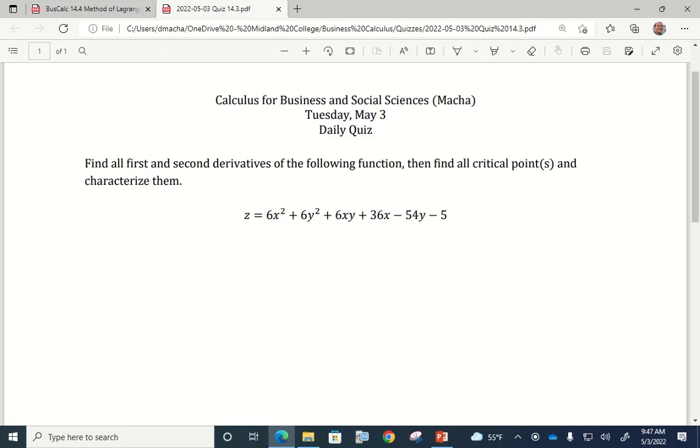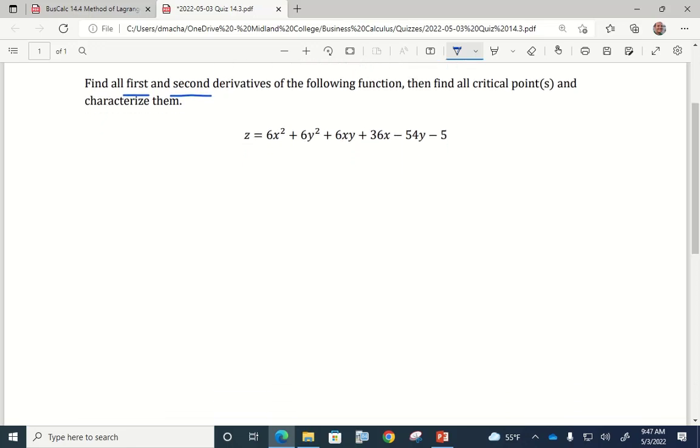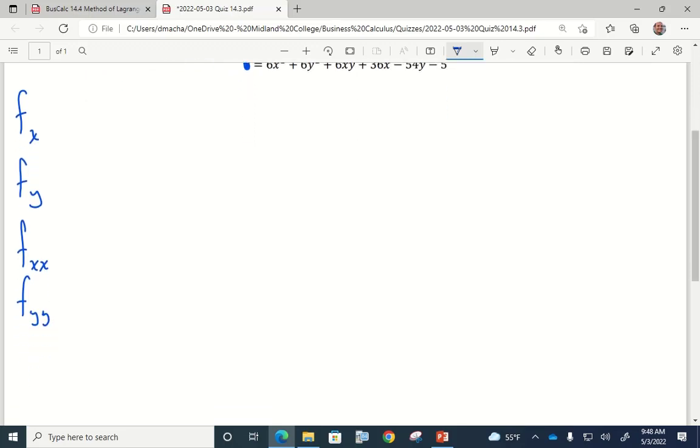So let's find all first and second derivatives of this function. Then we're going to find critical points and characterize them. Just because I like the little subscript notation, I'm just going to call that f instead. So I'll take a first derivative with x and then with y, and then the second derivatives, and then my mixed partial derivative. That's what we have to find.